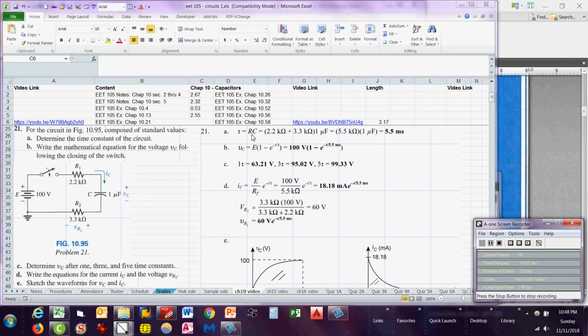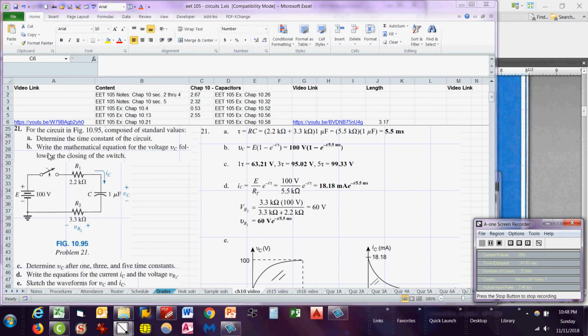It's R times C. R is going to be the total R, so it'll be these two resistors added together as shown here, times the 1 microfarad. So it's 5.5 kiloohms times 1 microfarad equals 5.5 milliseconds.